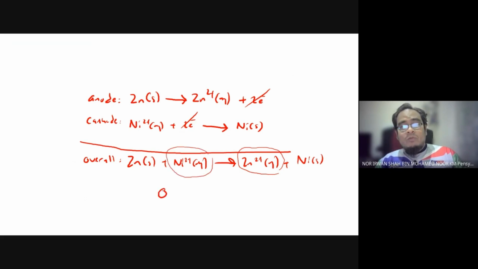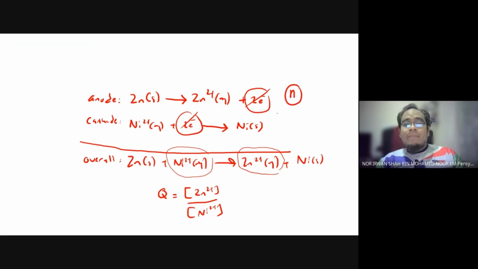Sebab itu bila kita tuliskan Q, so Q sama dengan concentration of zinc 2+ bahagikan dengan concentration of nickel 2+. Nampak tak guys? Tu datangnya persamaan Q ni yang kita masukkan dalam Nernst equation tadi. Okey, dan satu perkara lagi yang awak kena take note, berapa mol elektron kita cancel ni? 2. So guys, 2 mol elektron ni mewakili nilai N. N tu apa dalam Nernst equation? So N itu merujuk kepada number of electrons transferred.